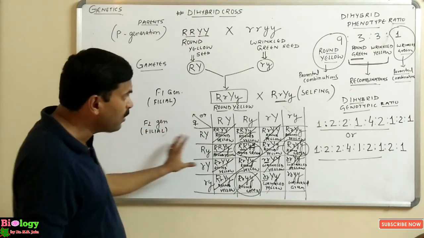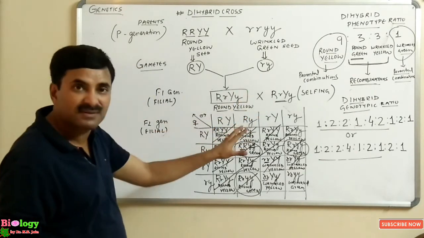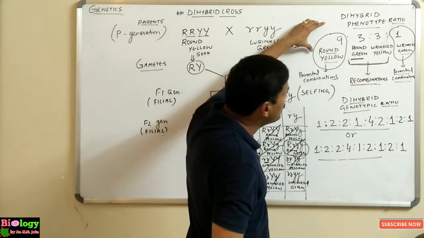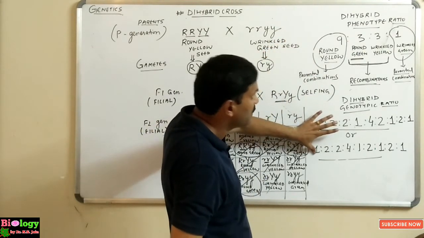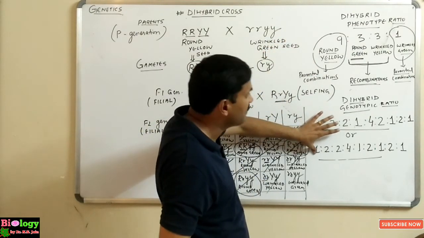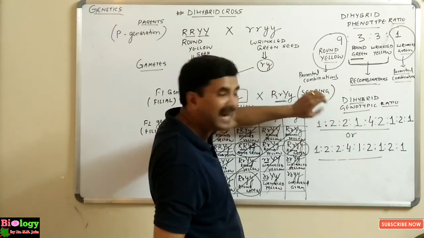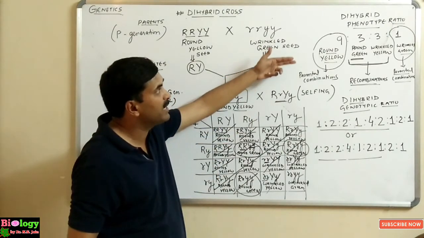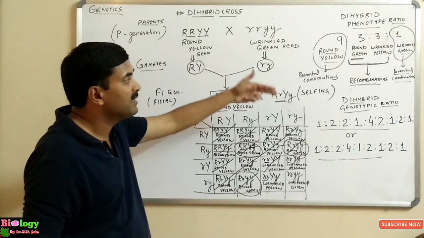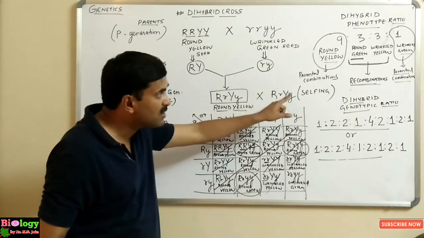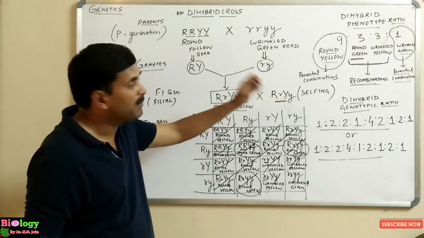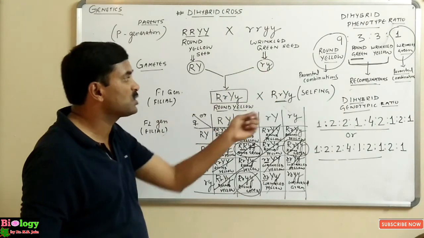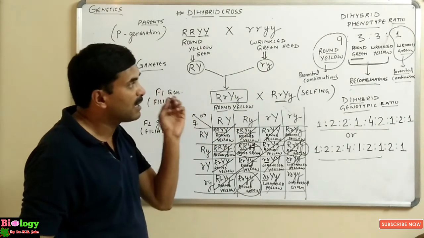Got it? Now this is an orthodox method. This is a traditional method to know the phenotypic ratio and the genotypic ratio. But there is a simple method, and by using a small formula, we can calculate the dihybrid phenotypic ratio and the dihybrid genotypic ratio. This traditional method is a little bit time consuming, but by the formula method we can calculate the phenotypic ratio and the genotypic ratio within a couple of minutes only.